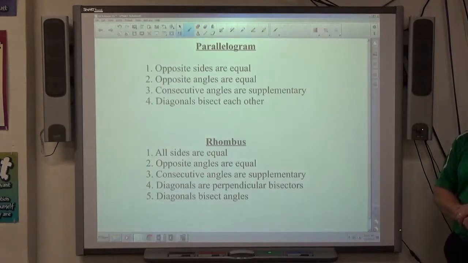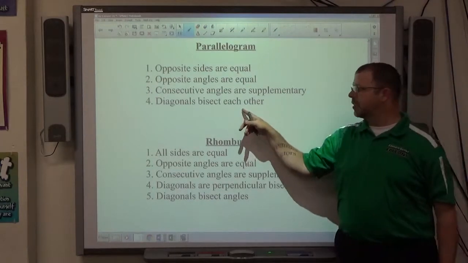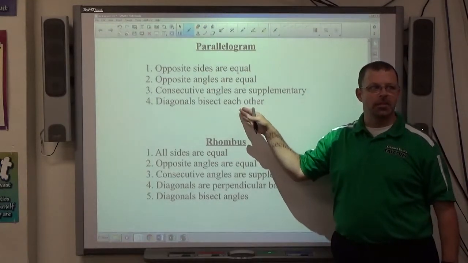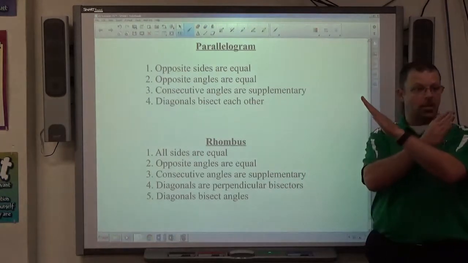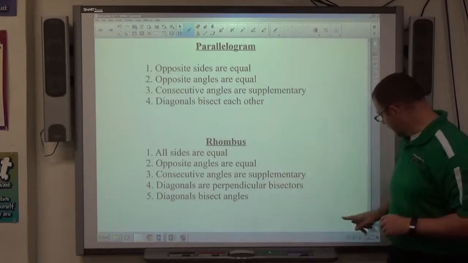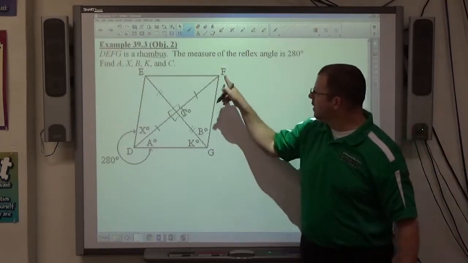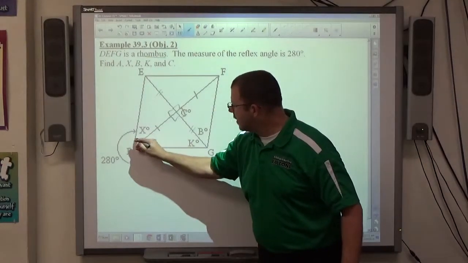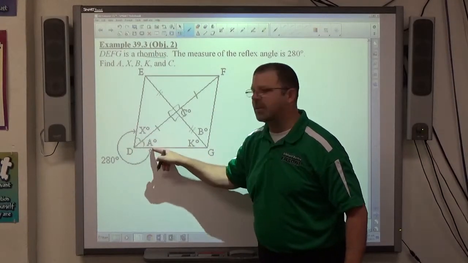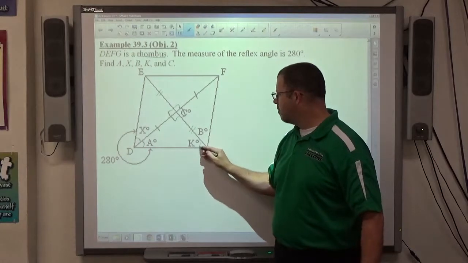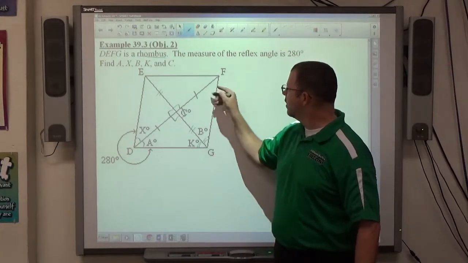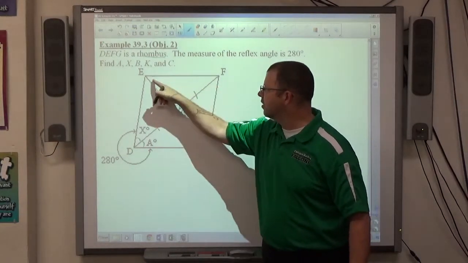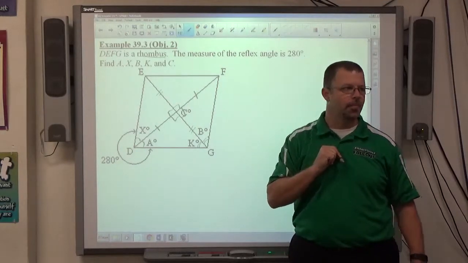Final one, the diagonals bisect angles. Okay, this doesn't do anything to the angles. The diagonals bisect each other, but the diagonals also bisect angles. What that means is that this diagonal here cuts this angle in half. So X and A are going to have the same measure. B and K are going to have the same measure. This angle and this angle have the same measure. This angle and this angle have the same measure.